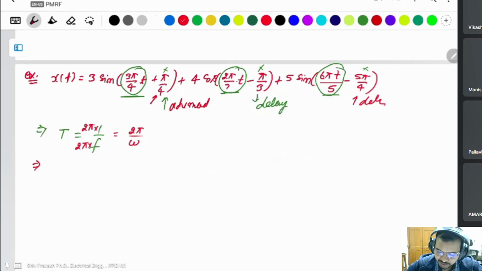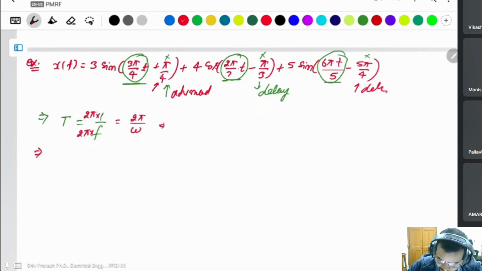No, I'm not bothered about delay or advance. I simply show here that this does not affect your frequency, fundamental frequency, or fundamental period. That's why I've written delay also. But if there is a positive sign, then this is the advance signal. If it is negative, it means delay. This will start later, and this starts before the signal.